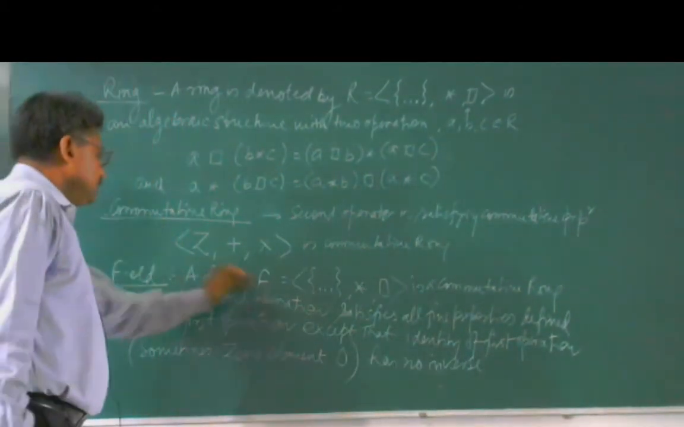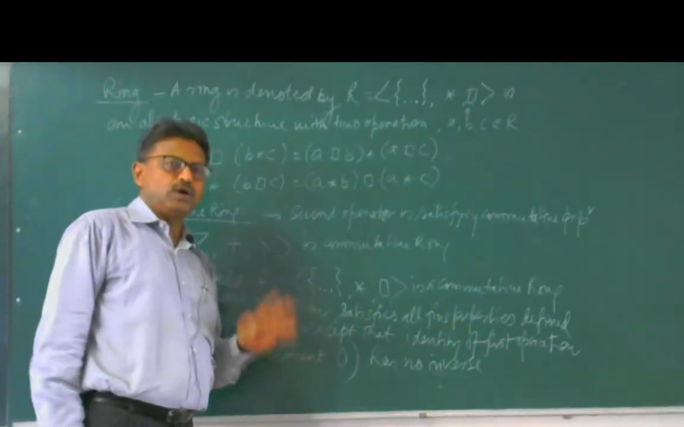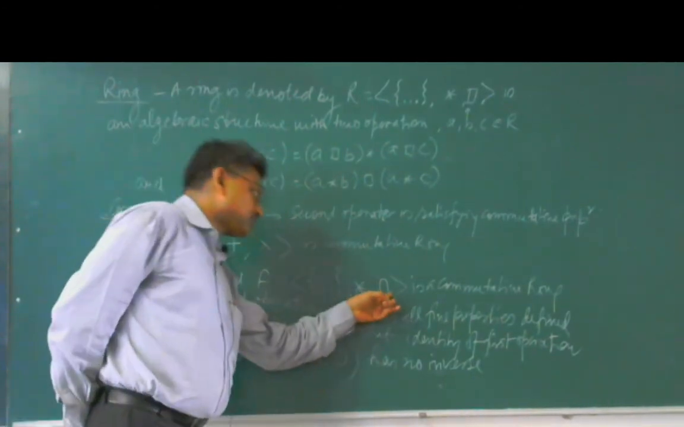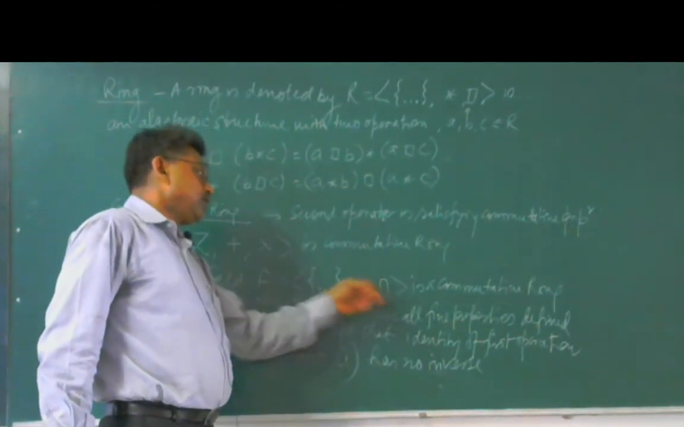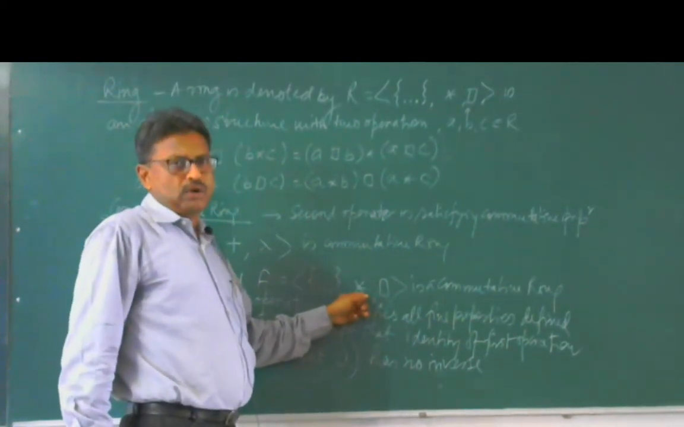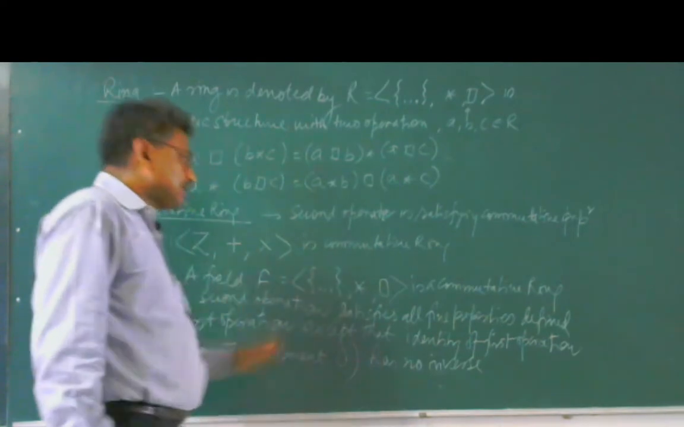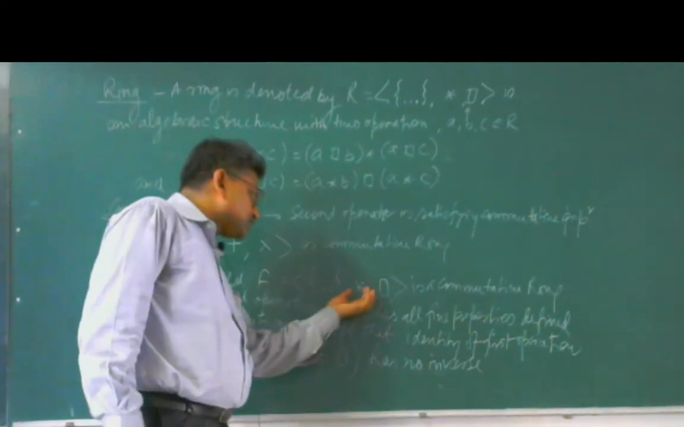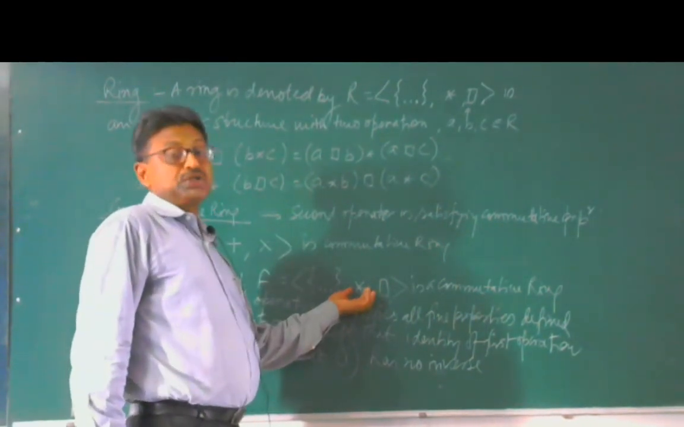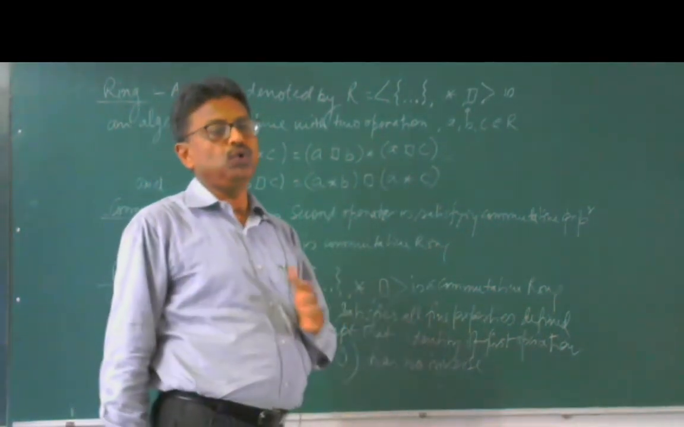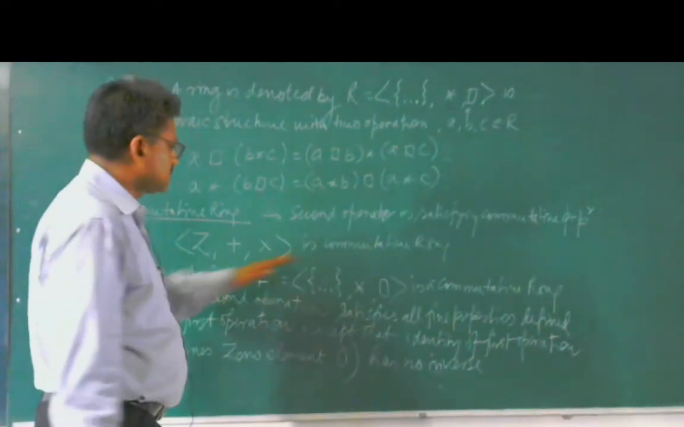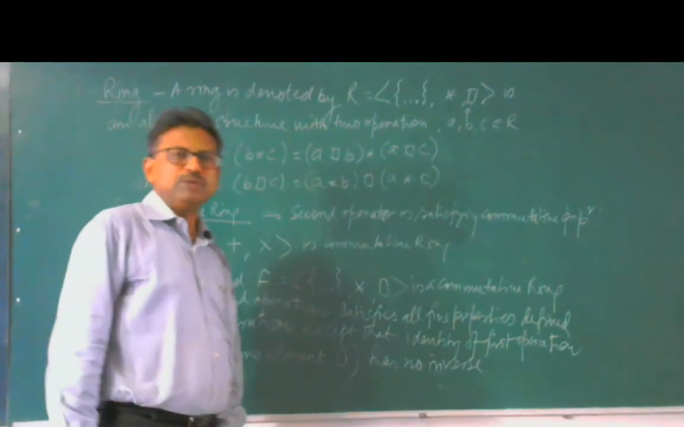So a field is actually a commutative ring, but with the condition that the second operation should also satisfy all the five properties which are satisfied by the first operation, except that whatever is the identity of the first operation, if it is 0, then it will have no inverse element. If this condition is true, then that set along with the two operators can be called a field.